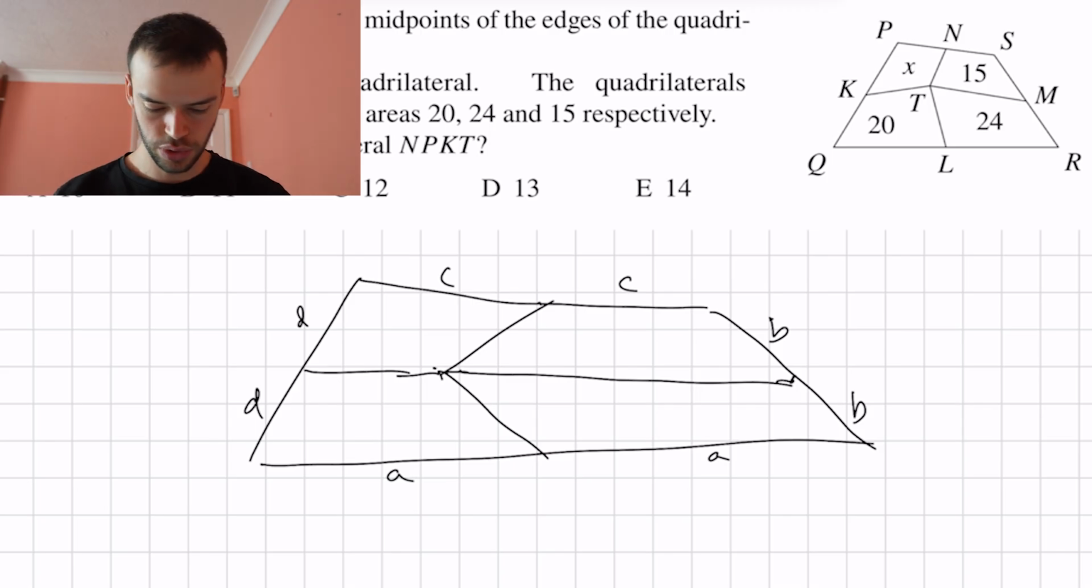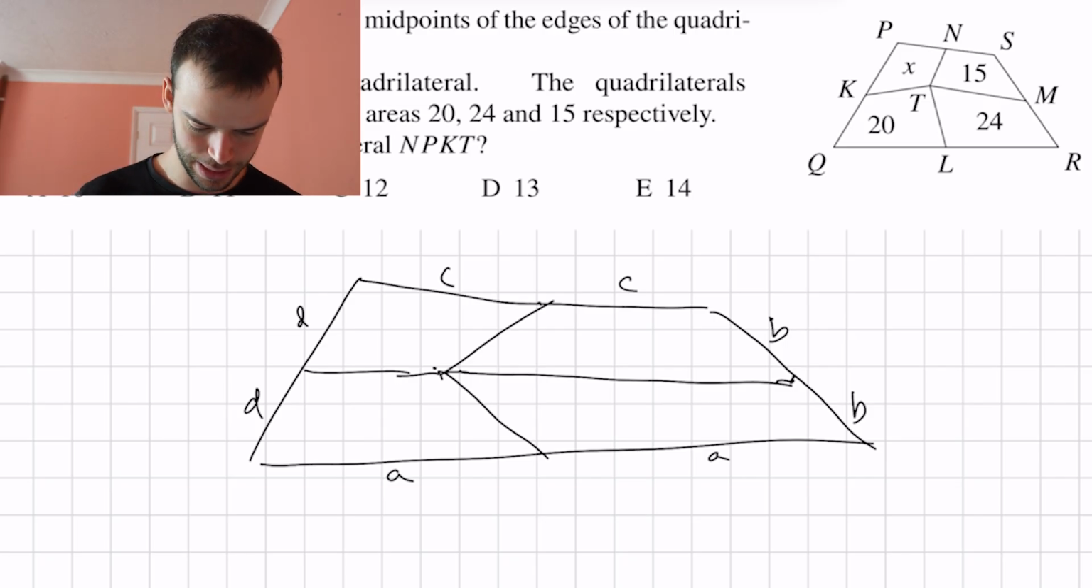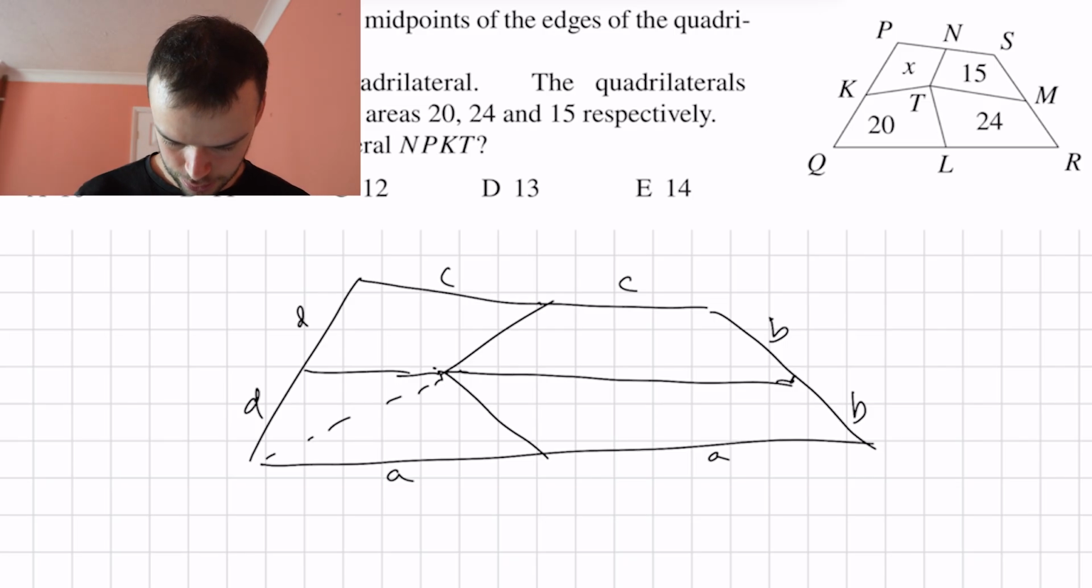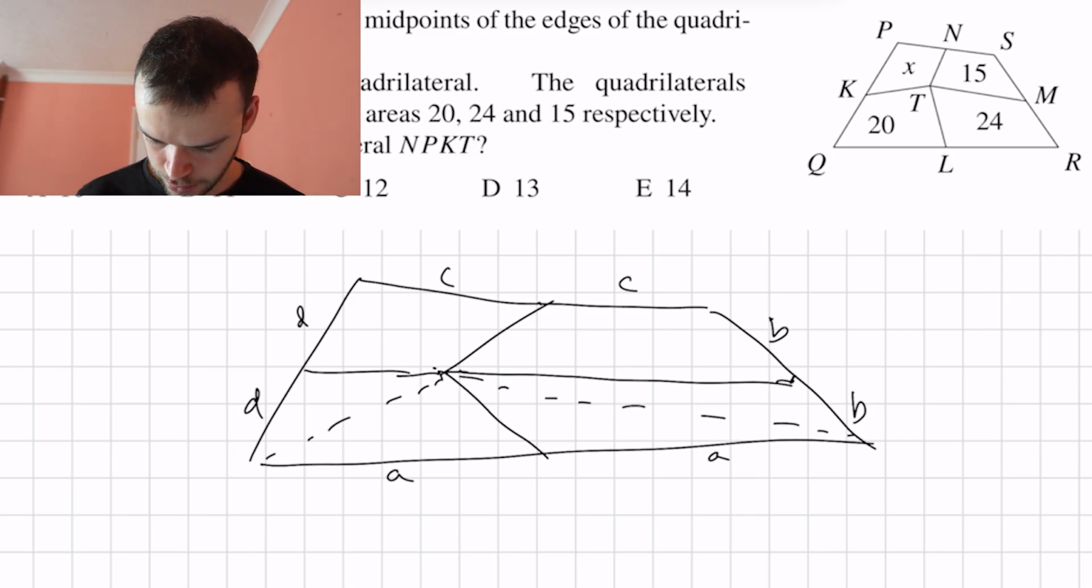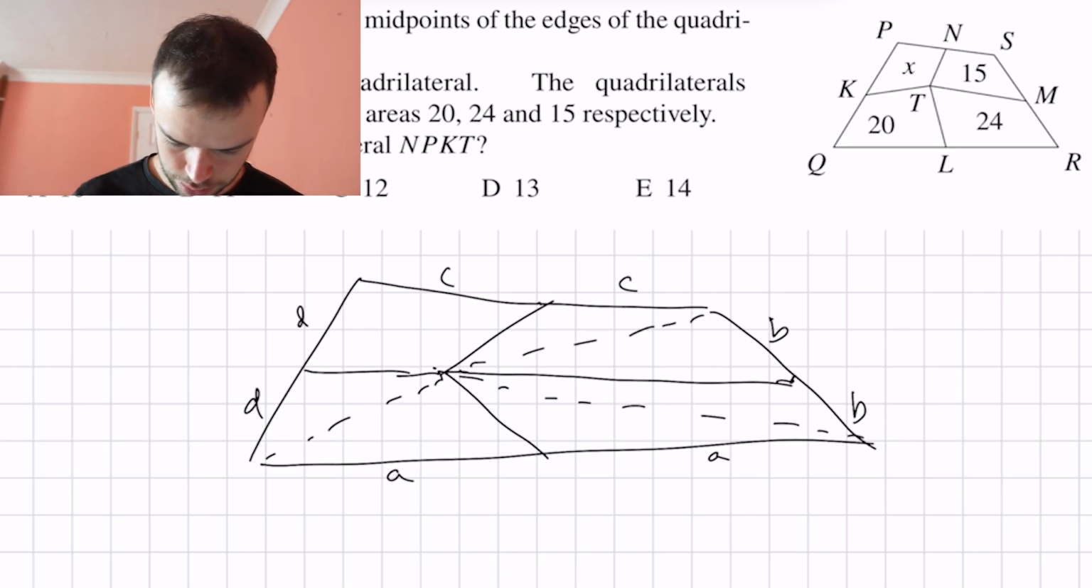Now, what should we do next? Finding the areas of weird looking quadrilaterals is quite hard to do. What's easier to do is finding areas of triangles. So what I think I want to do is split these quadrilaterals into triangles. I think that will help my life a lot. So let's do that now. I'm going to do these dashed lines, creating triangles. Okay, cool.